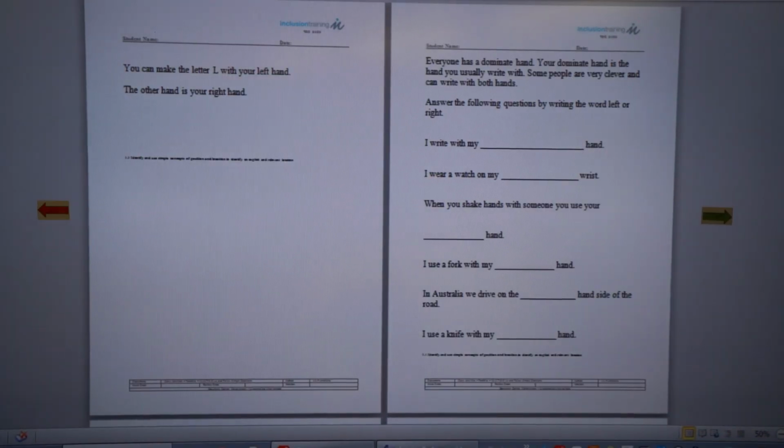Okay, how did you go with that set of questions? What did you put for I write with? Which hand did you put? I wear my watch on, which wrist did you put? When you shake hands with somebody, do you use your right hand or your left hand? What about when you're using a fork? Which hand do you use? In Australia, we drive on which side of the road? That's really important. And which hand do you use your knife in?